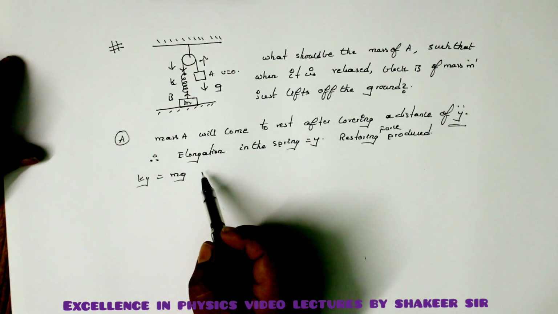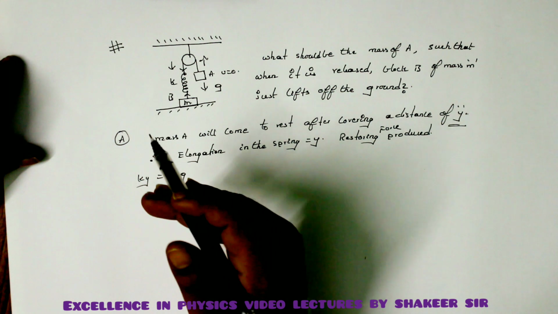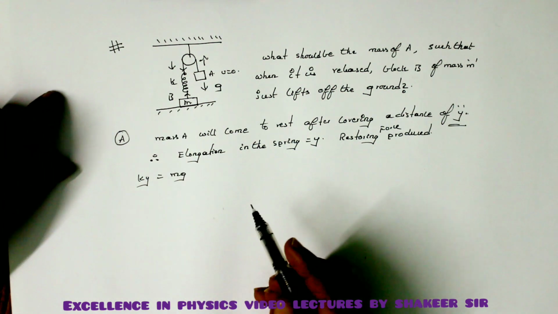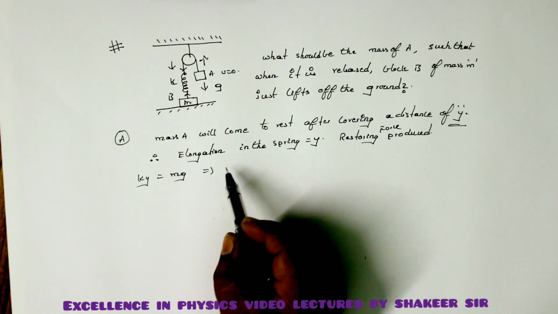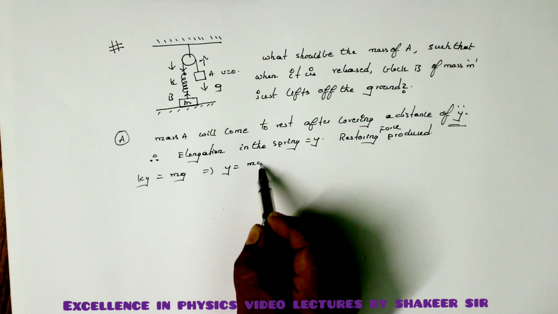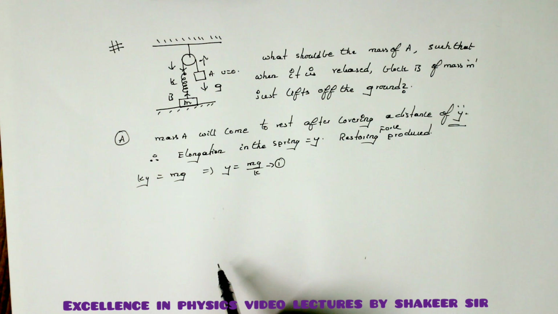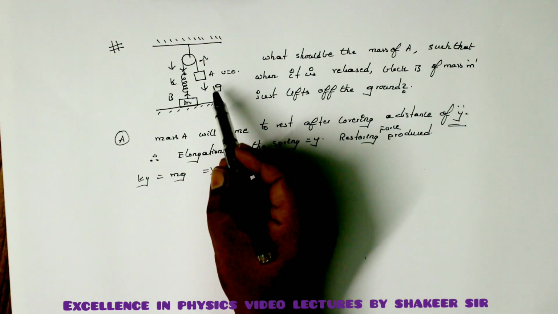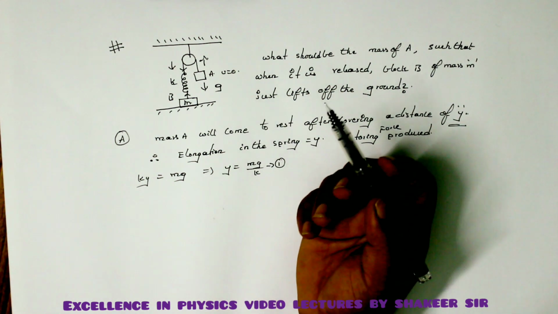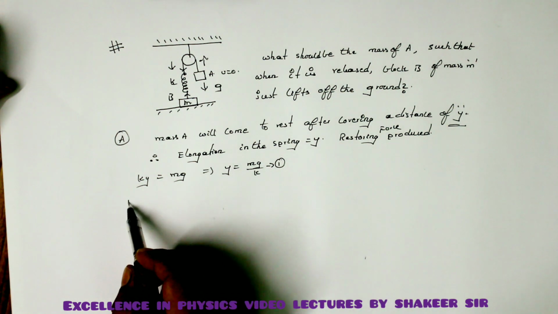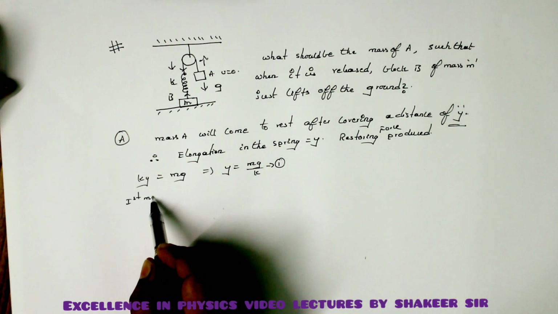So ky should be equal to mg, then this mass will be just lifting from the ground here. So therefore I can say y is equal to mg divided by k. Let it be my equation number 1. Okay. Now we can try to solve this problem in two methods. Let us see the first method of solving this problem.